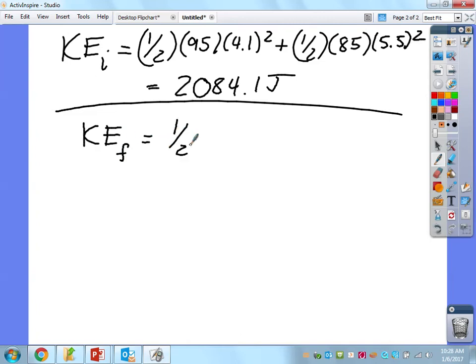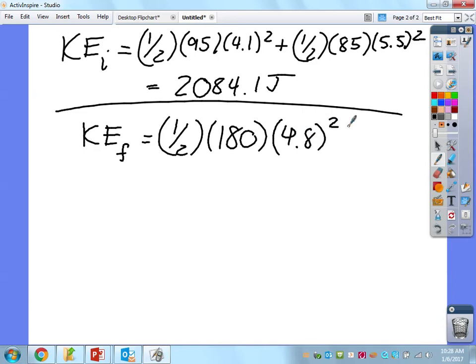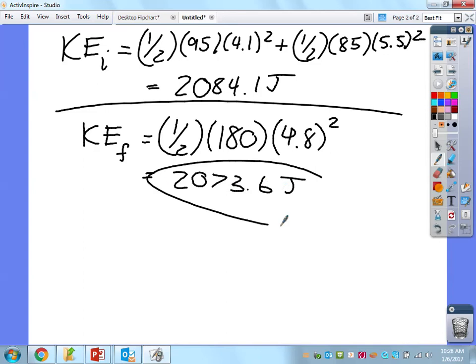Let's figure out the total kinetic energy after the collision. After the collision, they are together. So the total mass all moving together is 180 kilograms times going, what is it, 4.8 meters per second. 4.8 meters per second. Square that. It actually comes out pretty stinking close. Usually it won't come out this close. Most of the time, a lot more energy is lost.